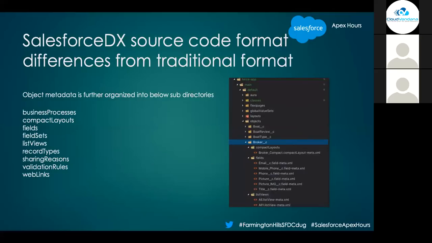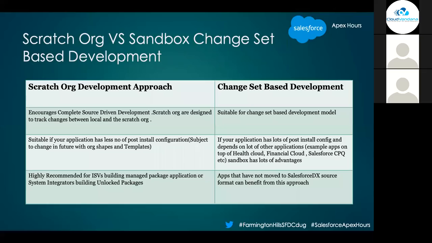This is the source code format that we should be working in, because it makes it easier for us to find how many fields have been created on this object. What are the list views that are there? What are the record types? Are there any sharing reasons? Are there any validation rules, et cetera? It makes it very easy to browse through the directory structure here.